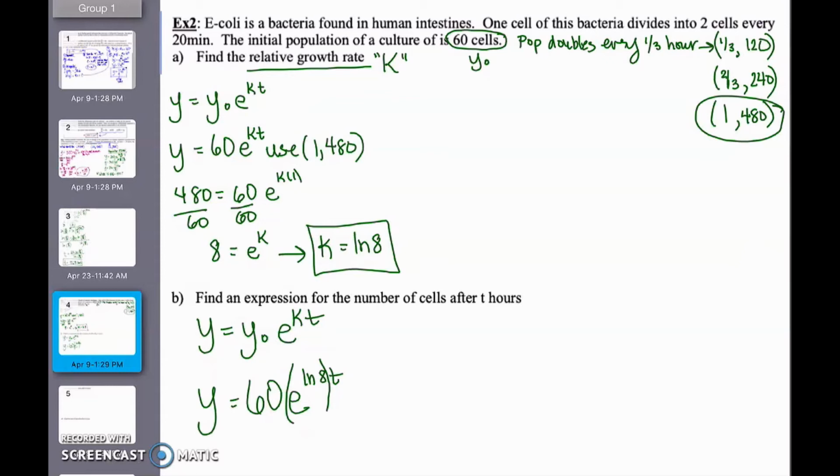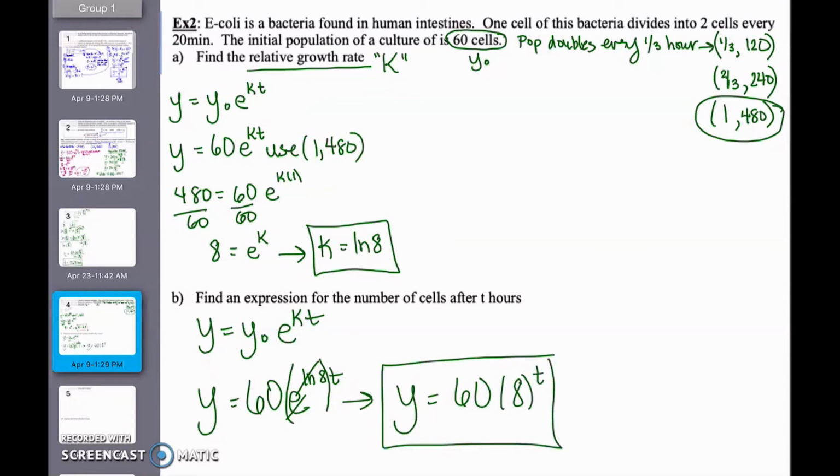But again, we can separate that out, and we would want to because we can simplify e to the ln 8, right? That's going to just be 8 because the e and the ln cancel each other out. So really, my model simplifies to y equals 60 times 8 to the t power. So that is my answer to part B.